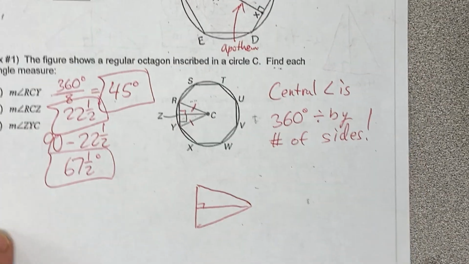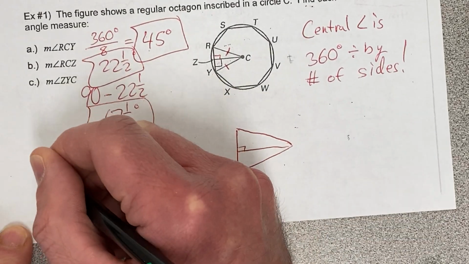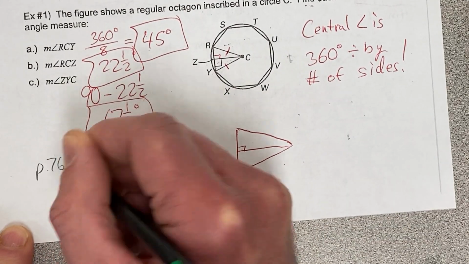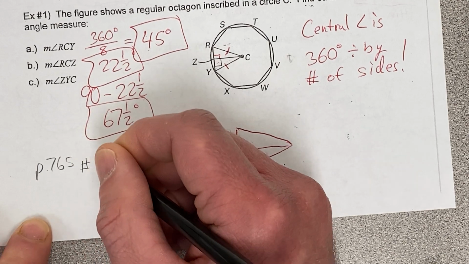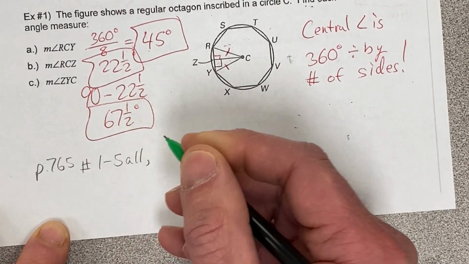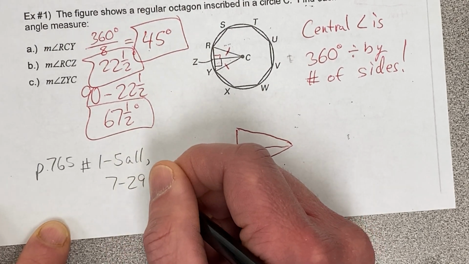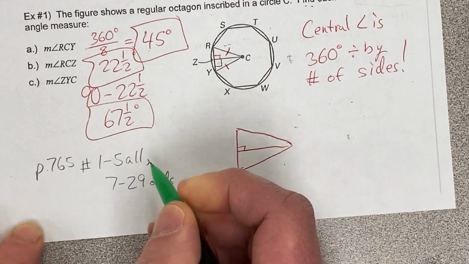Well, the practice for this is page 765. Numbers 1 through 5 all, and 7 through 29 odds.